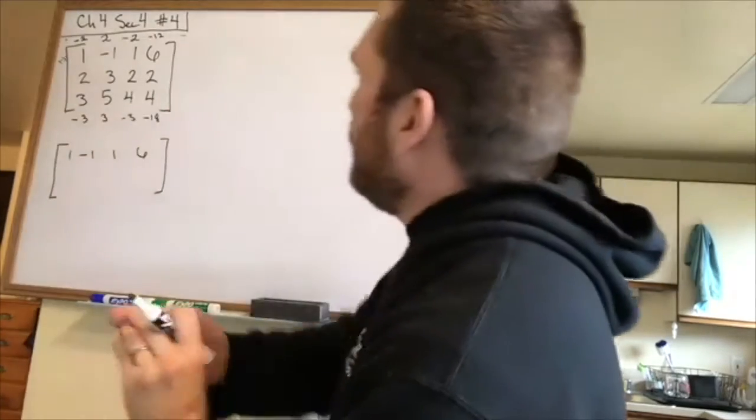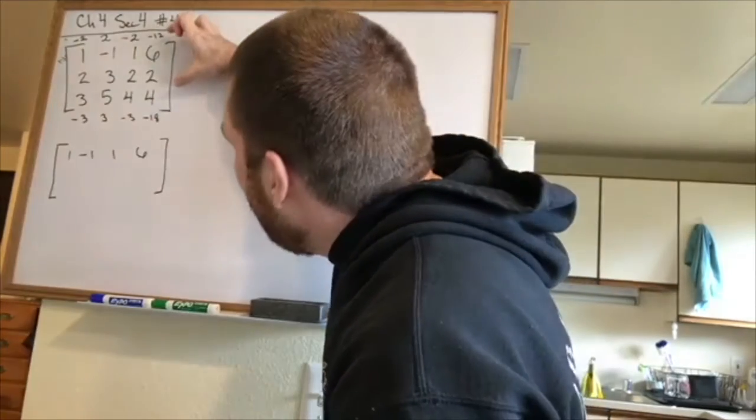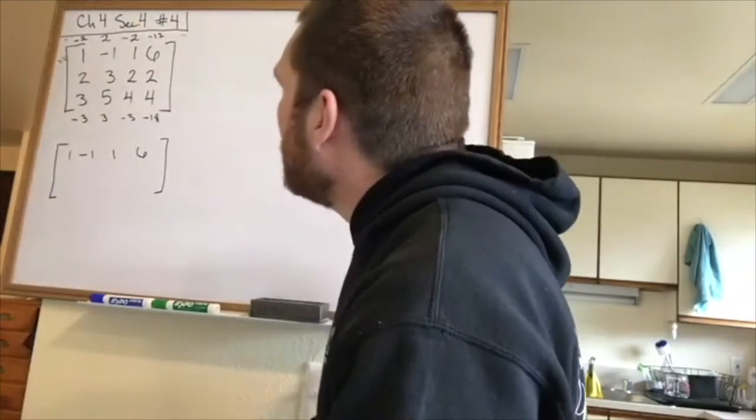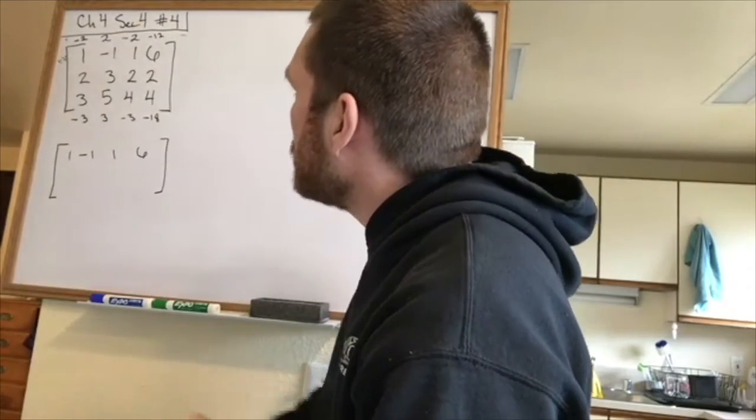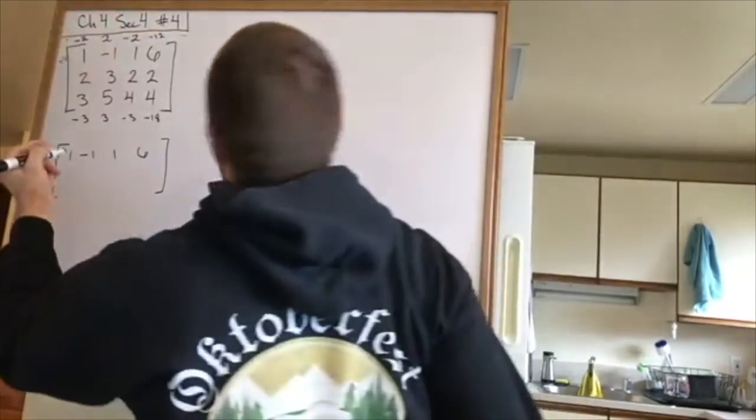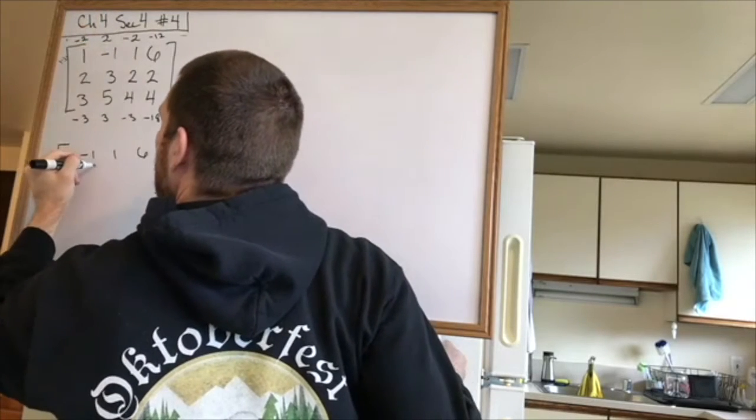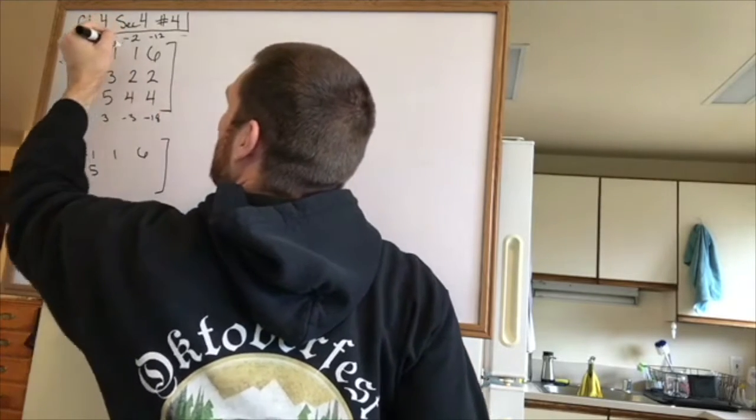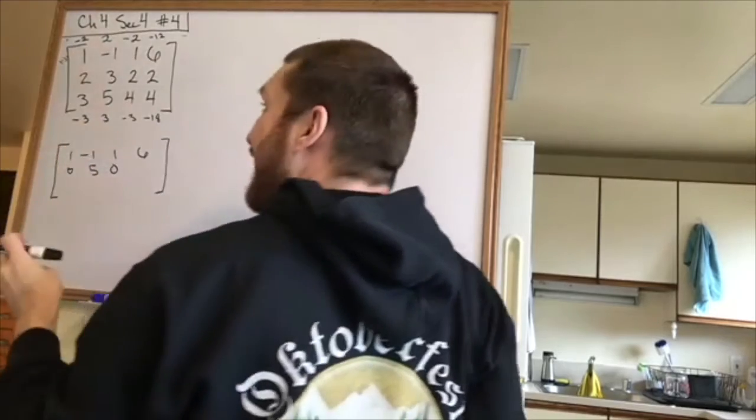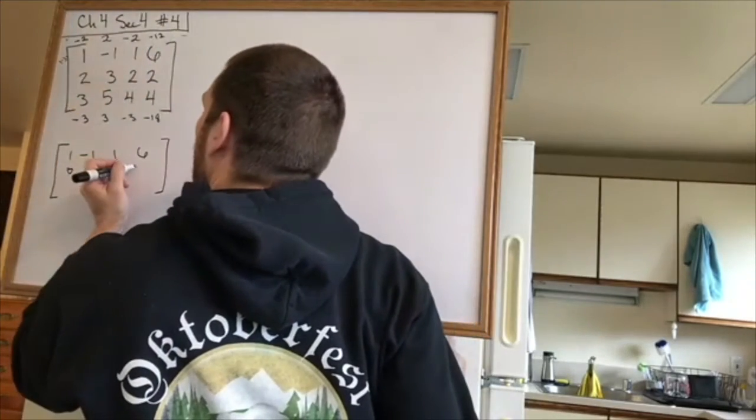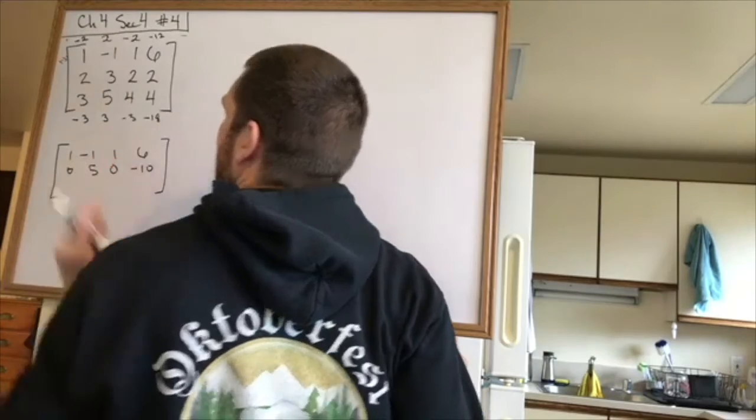Now, the second row, I'm going to add -2 times the first row to it. I went ahead and wrote -2 times the first row at the top. So -2 plus 2 is 0. 2 plus 3 is 5. -2 and 2 is 0. Nice. It's nice whenever we get a 0. And that -12 and 2 is -10.